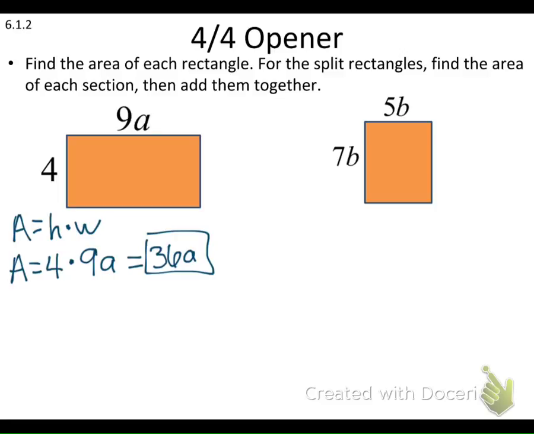All right, moving on to rectangle 2. What's the very first thing that I put? A equals. Awesome. My height is 7B multiplied by 5B. Oh, sorry, guys, 5B. And my answer is? 35B squared. Why do I square that B? Because you got 2 B's. Good, because I'm multiplying 2 B's together. Awesome. Very good.